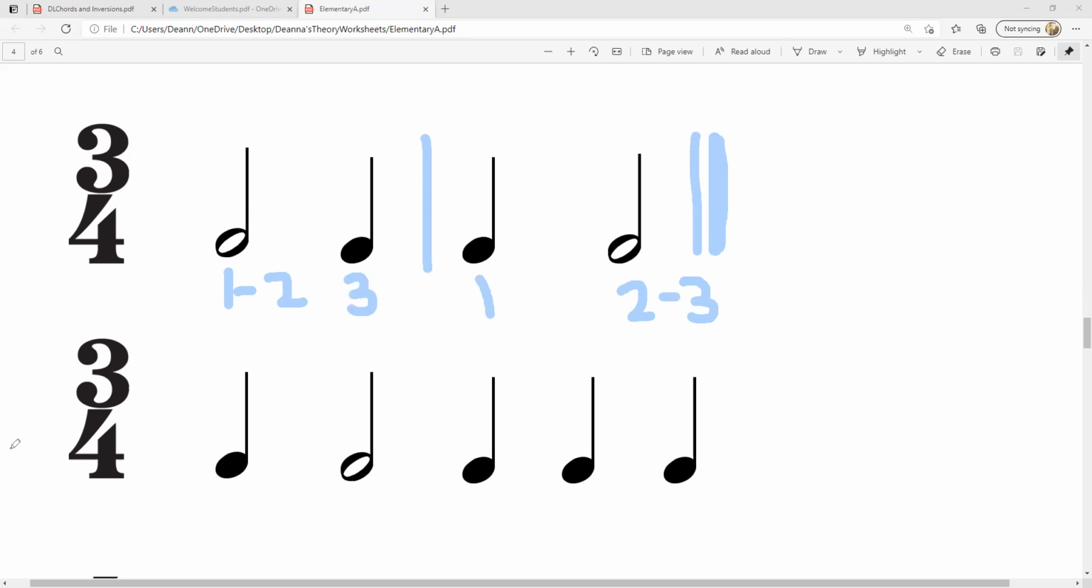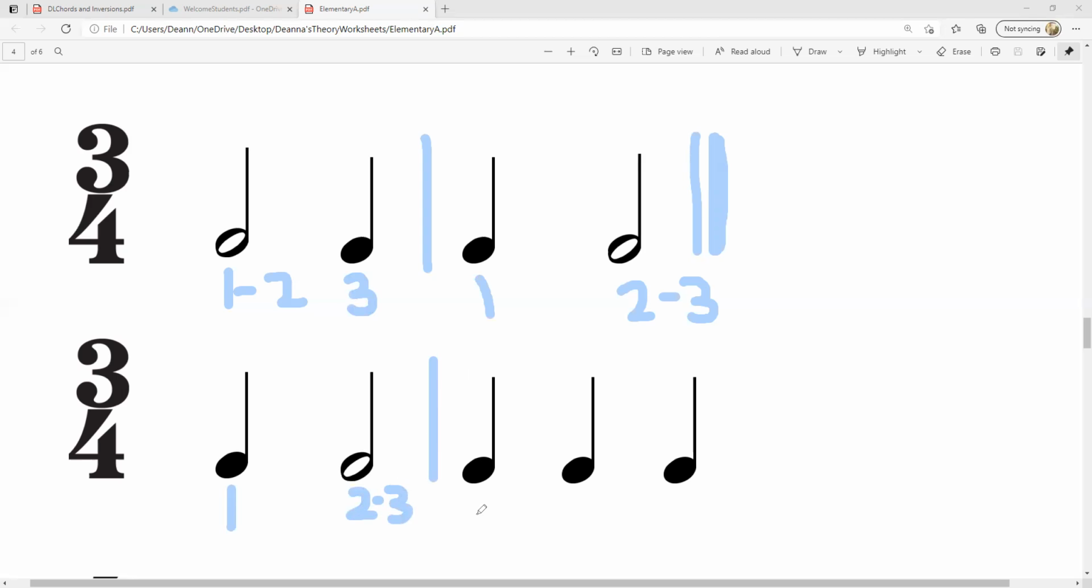So down here, where would we put the bar line? Here's beat number 1. Beat number 1 is done. This comes in on beat number 2. It's a 2 beat note, so it's beat number 2 and beat number 3. Let's put the bar line right there.